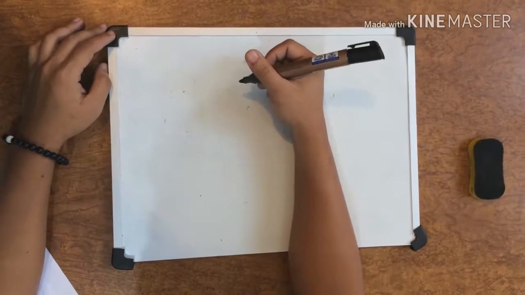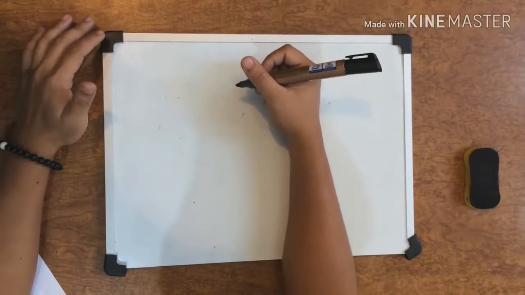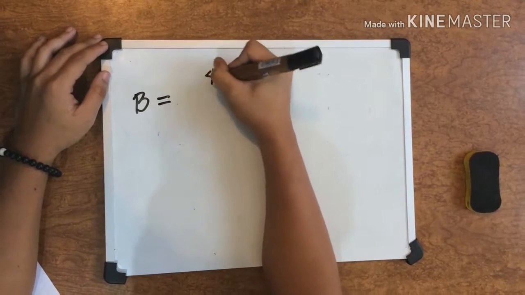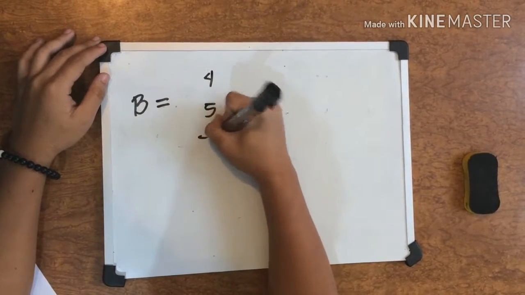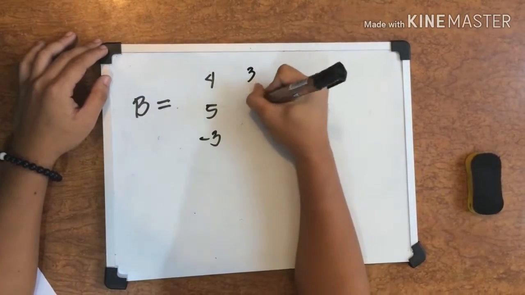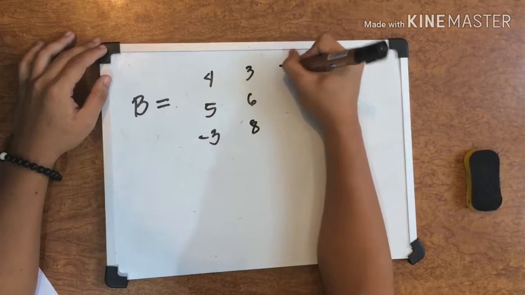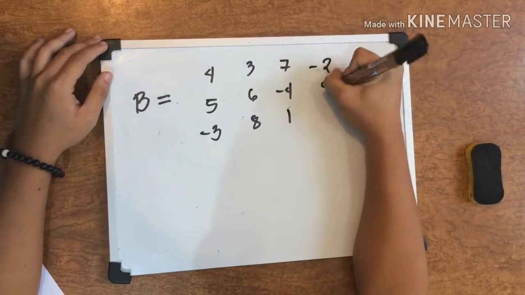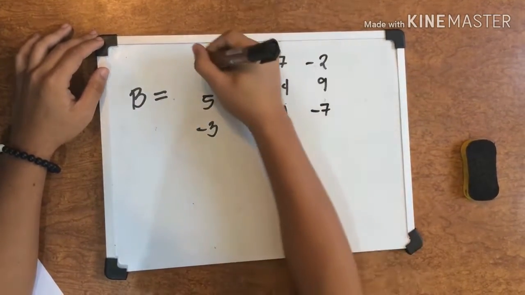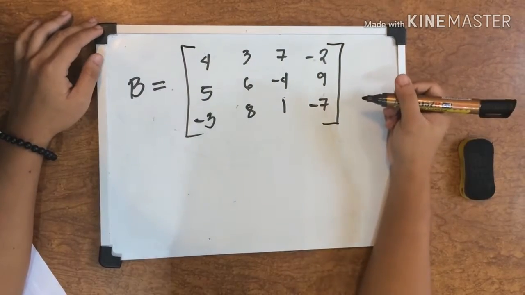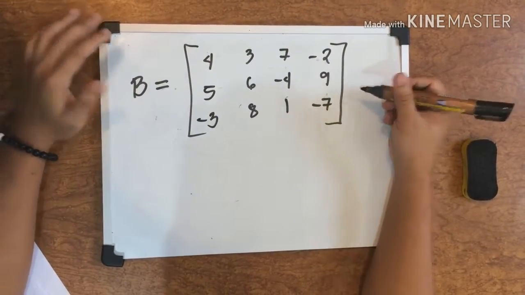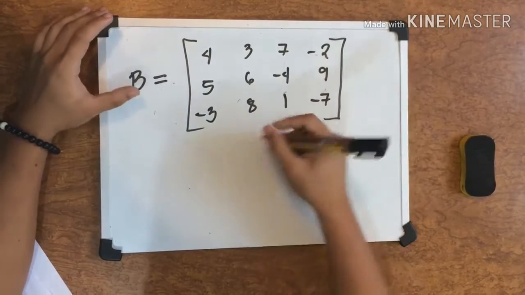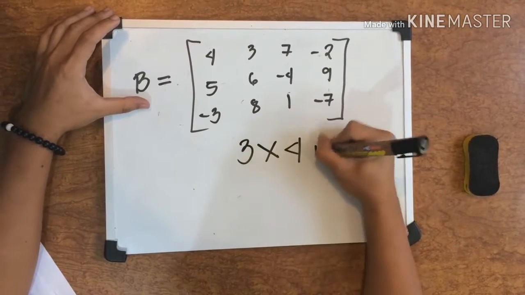Now let us have our second example. For example, we have B, which is equal to 4, 5, -3, 3, 6, 8, 7, -4, 1, and -2, 9, -7. As you can see, we have 3 rows and 4 columns. So this matrix is a 3 by 4 matrix.